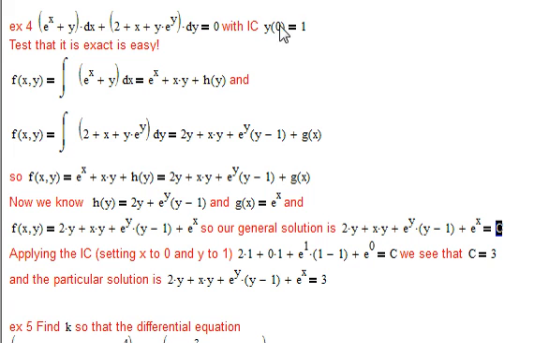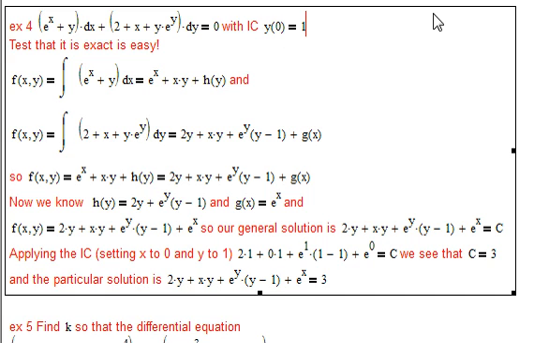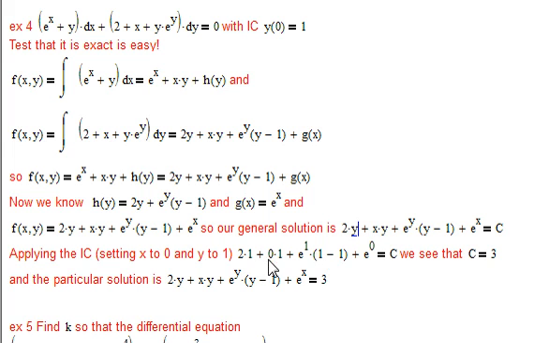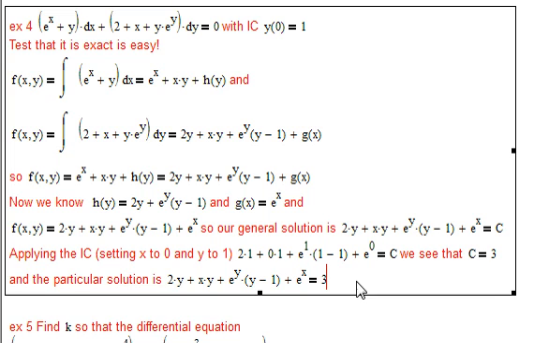Now, since this one has an initial condition, when x equals 0, y equals 1, we can actually find that c. So 2 times 1, plus x is 0, y equals 1, so 0 times 1, plus e to the 1 times 1 minus 1, well 1 minus 1 is 0, plus e to the 0, everyone knows e to the 0 equals 1, right? Yes, it does equal 1. So that means 2 plus 1 equals c, so we got c equal to 3. And the particular solution is 2y plus xy plus e to the y times y minus 1 plus e to the x equals 3.